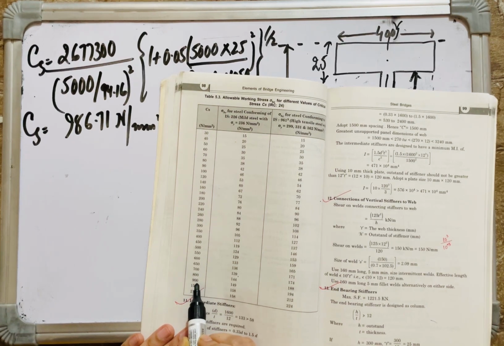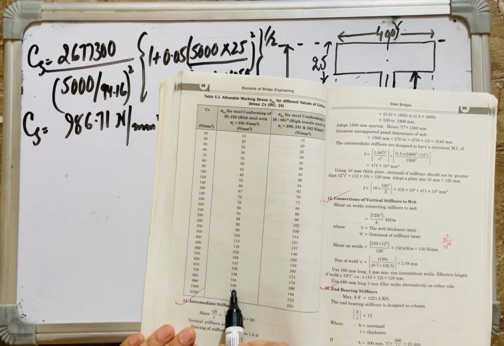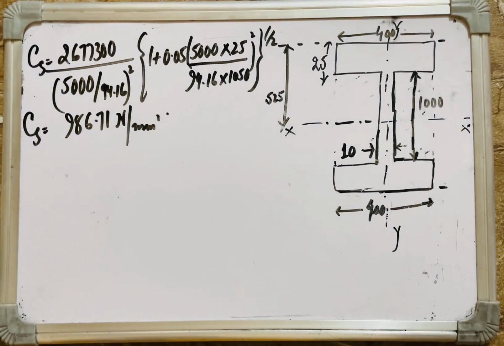All right, so I'll be checking it from the table. It is closer to 900 rather than 1500. For 900, the allowable working stress or the permissible bending stress has a value of 149 Newton per mm square. So I'll be taking this 149 Newton per mm square. So for the elastic critical stress of 986.71 from the table IRC 24, I have my permissible bending stress or the permissible flexural stress or the allowable working stress as 149 Newton per mm square.